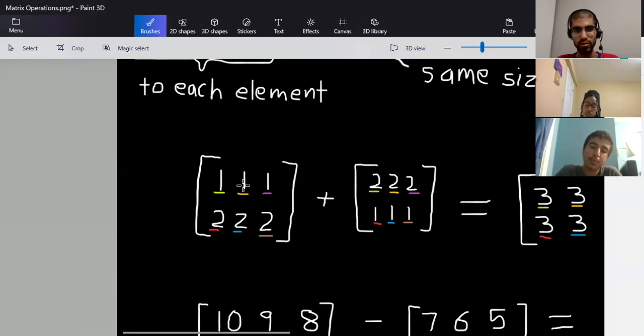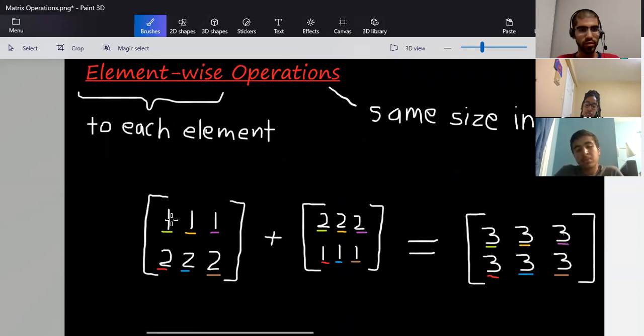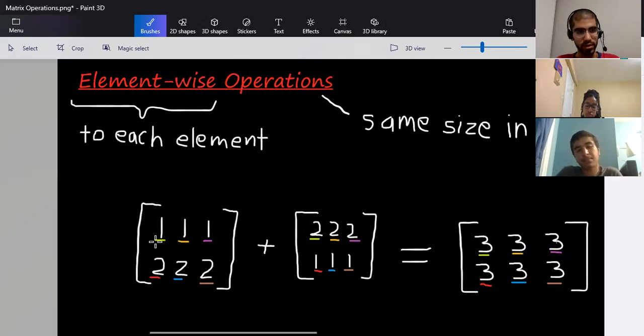Let's say you're doing addition of two matrices here. So 1, 1, 1, 2, 2, 2, that's one matrix, plus 2, 2, 2, 1, 1, 1. I take the first element here, add it with the first element here. You can see it has this light green color. So 1 plus 2 equals 3. Then I take the orange one. So the second element here, second element here, 1 plus 2 equals 3. 1 plus 2 equals 3. And now second row, 2 plus 1 equals 3, 2 plus 1 equals 3. And here, the last element with the brown underline, 2 plus 1 equals 3. Pretty straightforward, right?